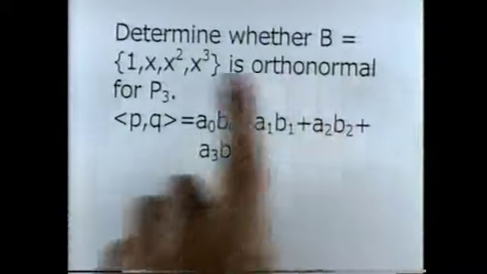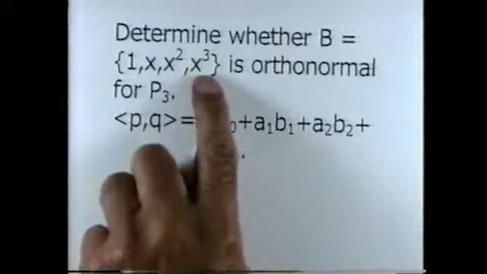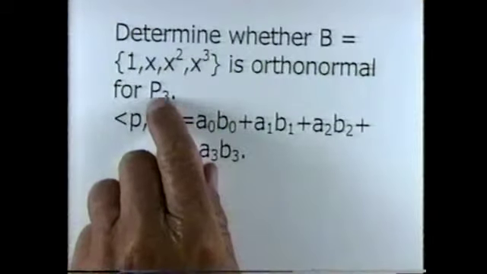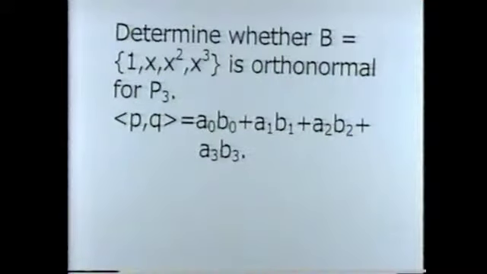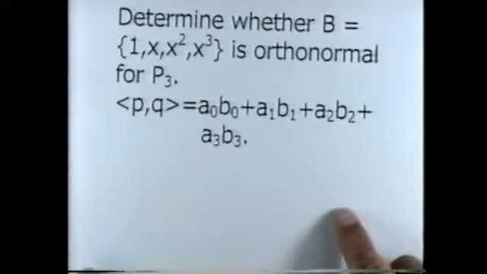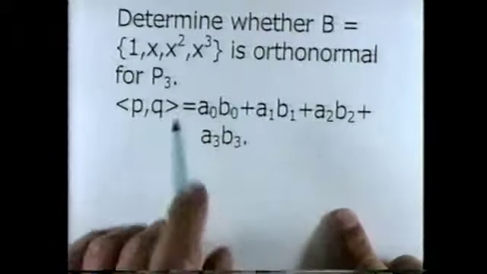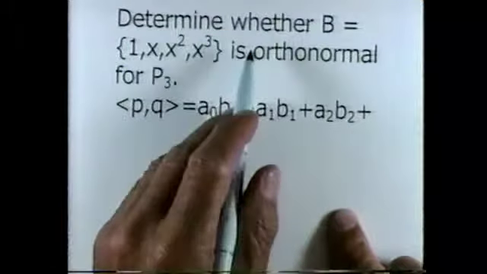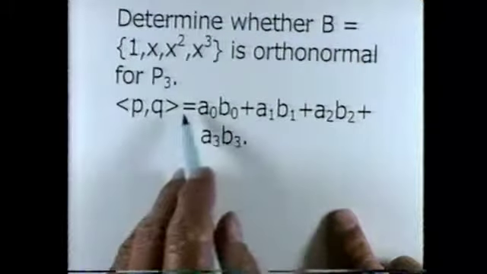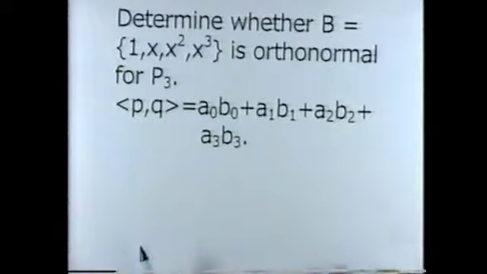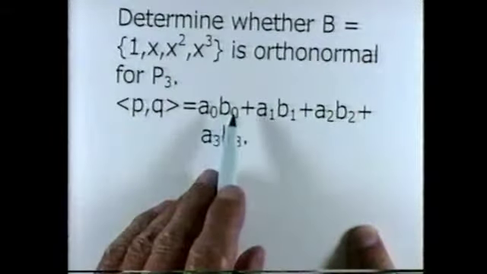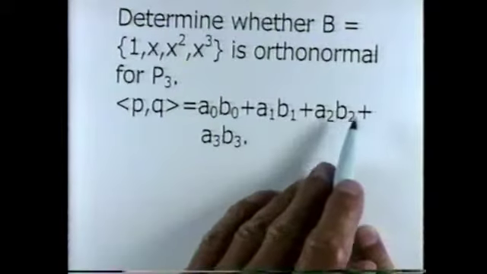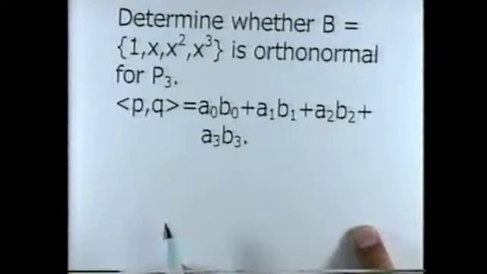Determine whether B, the standard basis for the set of all polynomials of degree 3 or less, is orthonormal. Well, first of all, we want to check to see if any pair of vectors would be orthogonal given this definition of inner product. The inner product of p and q is a0 b0 plus a1 b1 plus a2 b2 plus a3 b3.